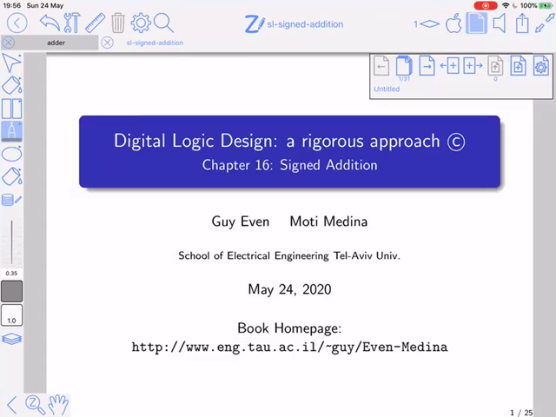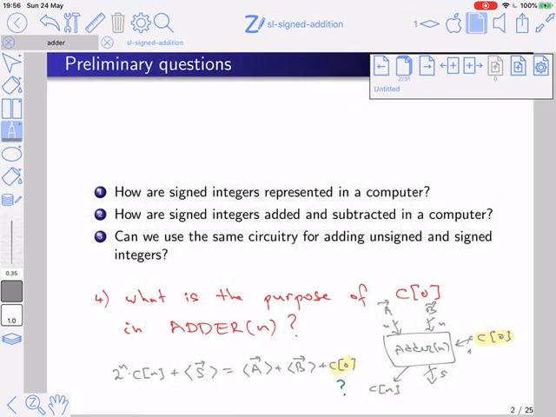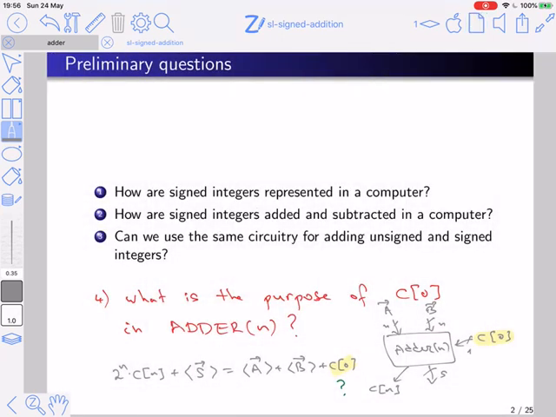Welcome to chapter 16 on signed addition. In this chapter we will deal with the following questions. How are signed integers represented in a computer? By signed integers we mean integers that are either positive or negative, they have a sign. Second question, how are signed integers added and subtracted in a computer? Third question is whether we can use the same circuitry for adding unsigned and signed integers.